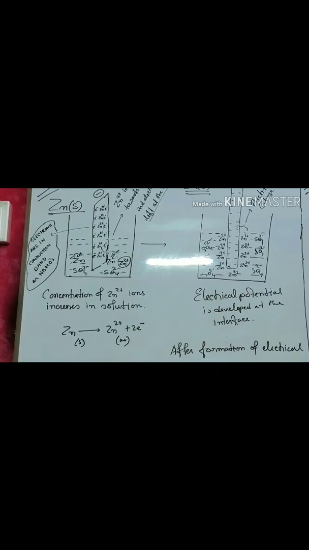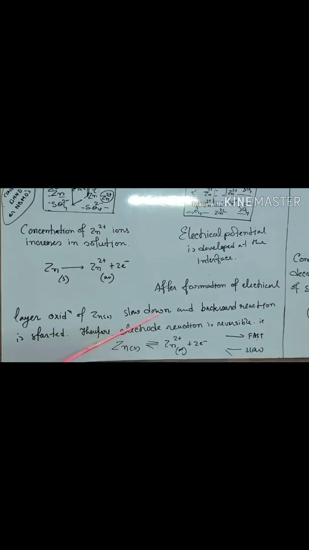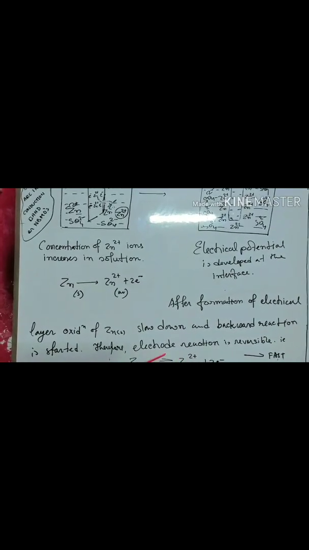Now, after formation of this electrical layer, oxidation of zinc solid slows down. The conversion of solid metal to metal ions slows down and a backward reaction starts. Now the reaction will be reversed. In the first case, zinc loses electrons and becomes positively charged, leaving electrons at the electrode, and these ions migrate towards the solution. Now what happens when this layer is formed at the interface? The interface does not allow these zinc ions to transfer towards the solution. Therefore, a reverse reaction takes place.